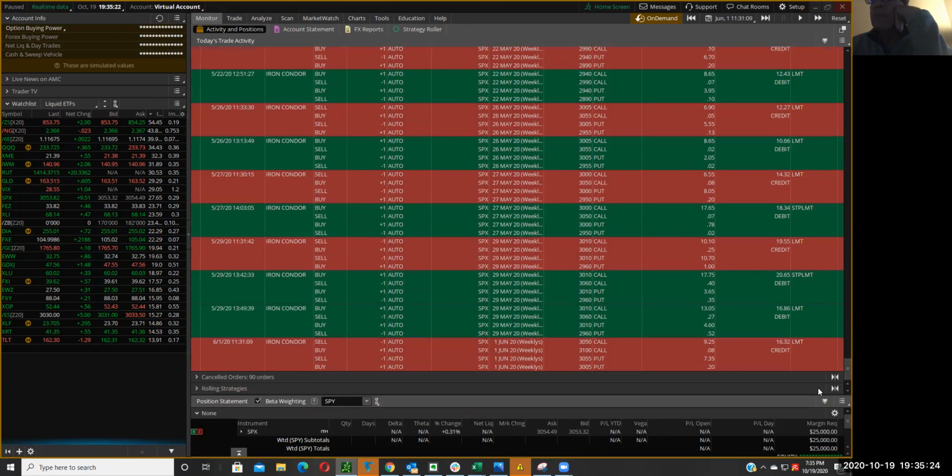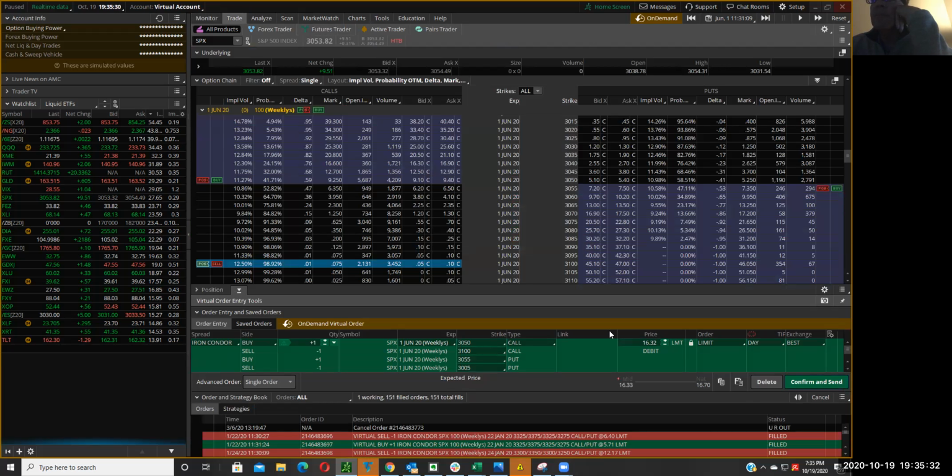Now I'm going to set my stop loss. I'm going to right click on that and click create opposite order. Then I'm going to take the $16.32 and add the 30%. So I'm going to add $4.90 basically, and it's $21.22.